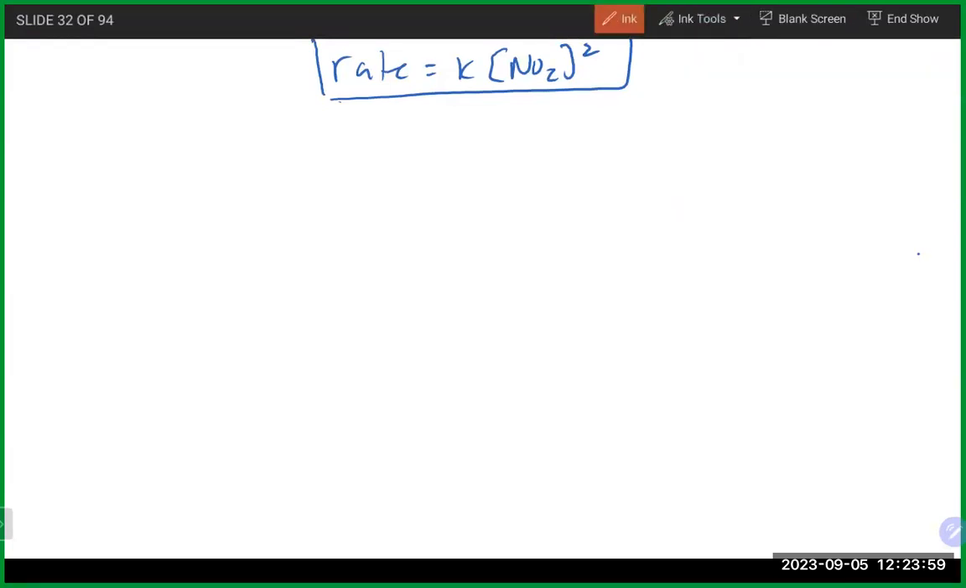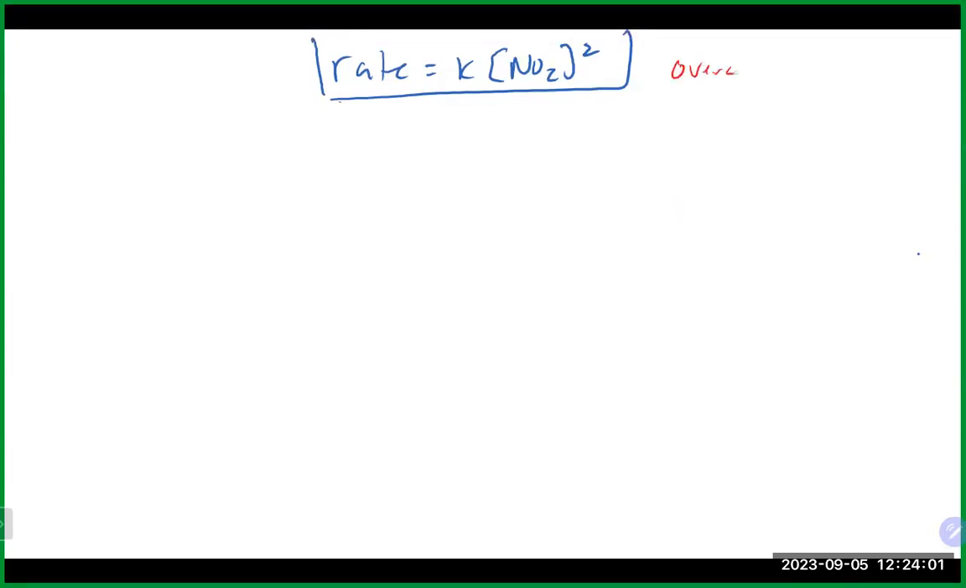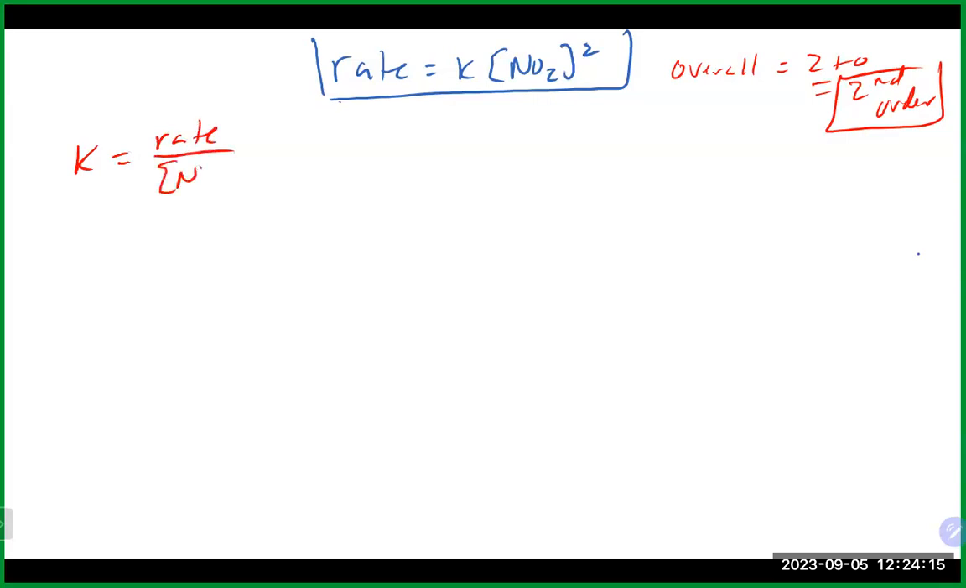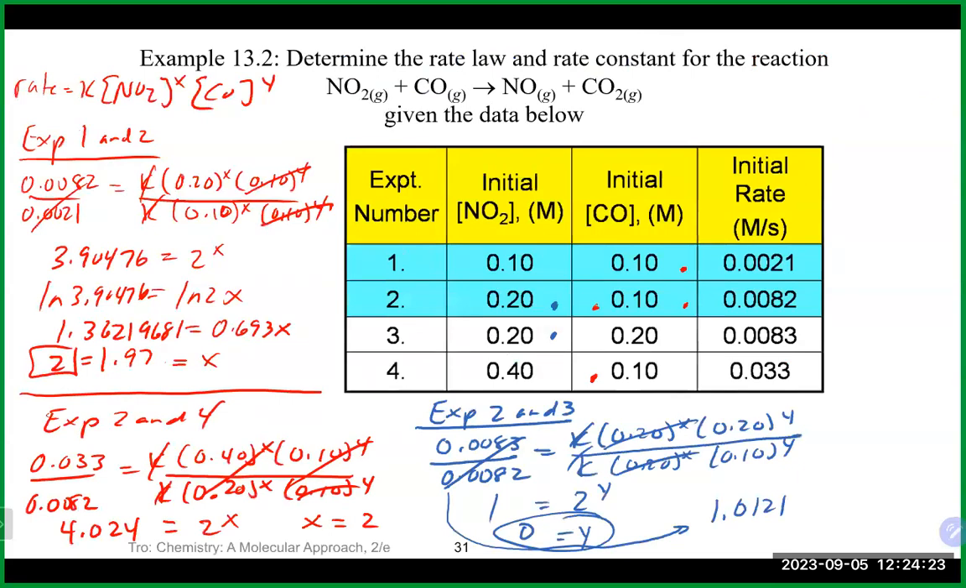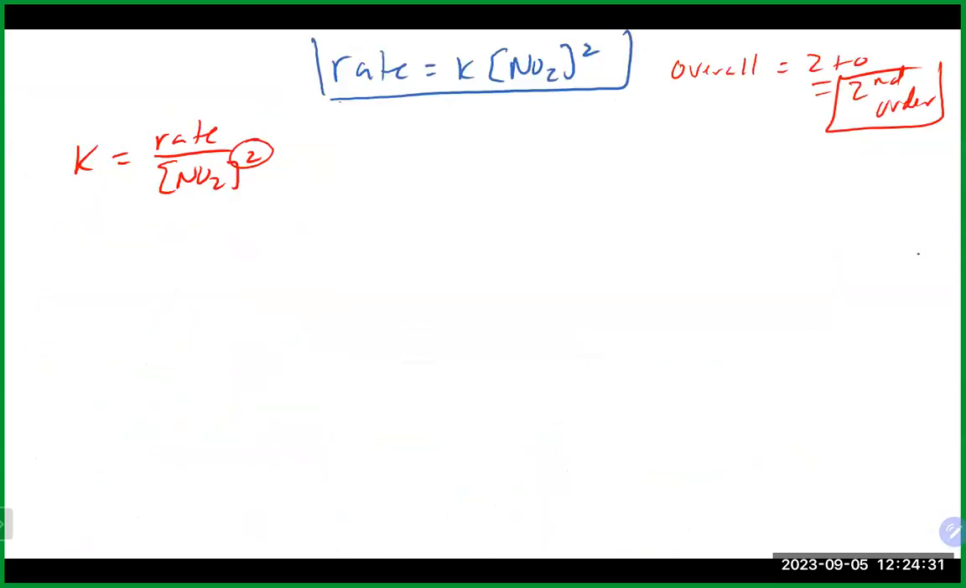So at this point, that means our overall order in this case really is going to be 2 plus 0, which is a second order reaction. So now we can solve for the value of the rate constant by taking K as the rate divided by our NO2. And once again, here we do need to make sure we square it because of the second order there. And again, you could choose any of these numbers here. So we'll roll with that. 0.0021, it looks like, 0.0021 per molar per second.